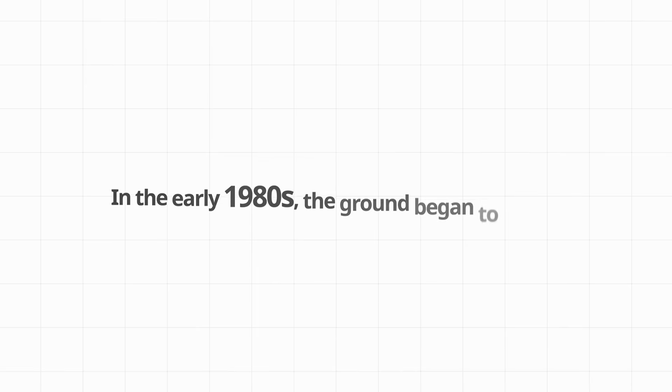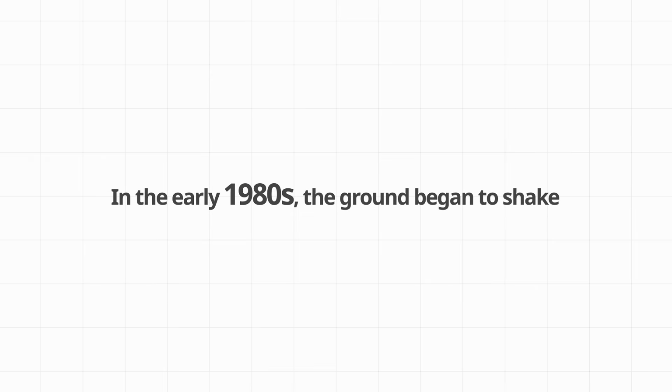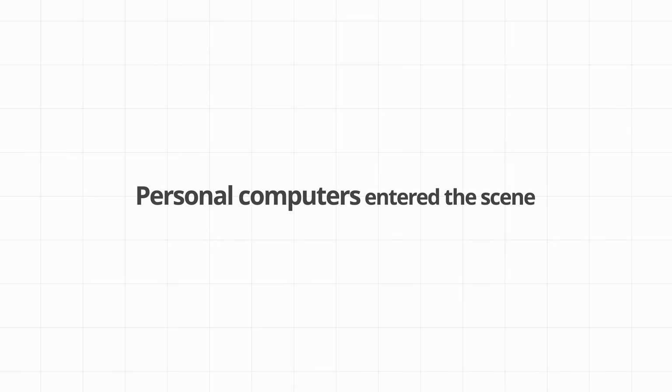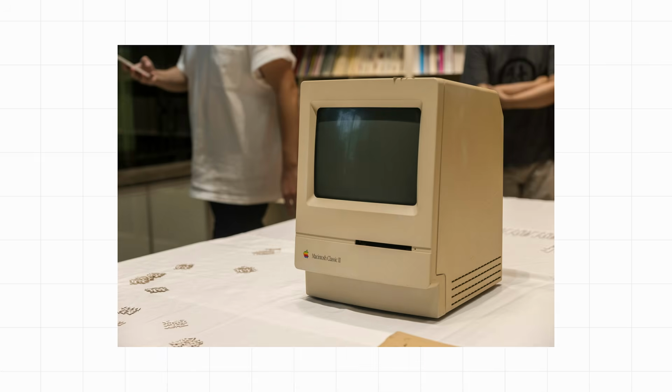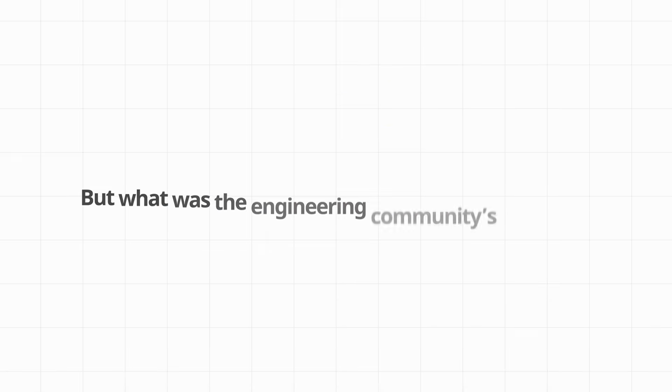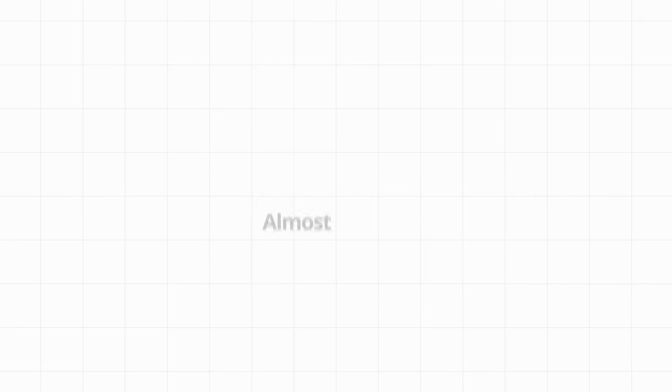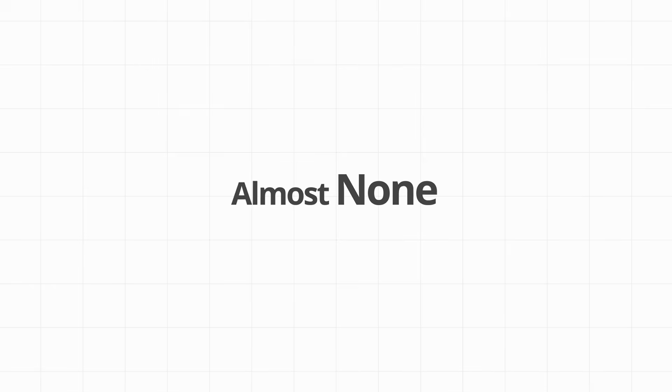In the early 1980s, the ground began to shake. Personal computers entered the scene. Machines like the Apple II and Commodore 64. Smaller, cheaper, and accessible to ordinary people. But what was the engineering community's reaction? Almost none. Many engineers at the time thought these were expensive toys, good for play, or at best, for writing letters. Not engineering tools, not professional design tools.